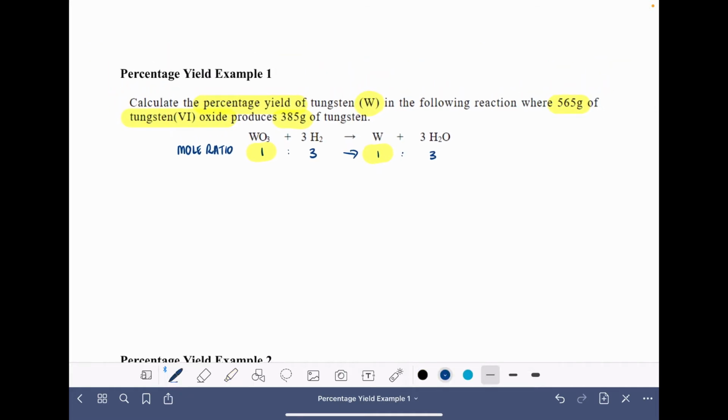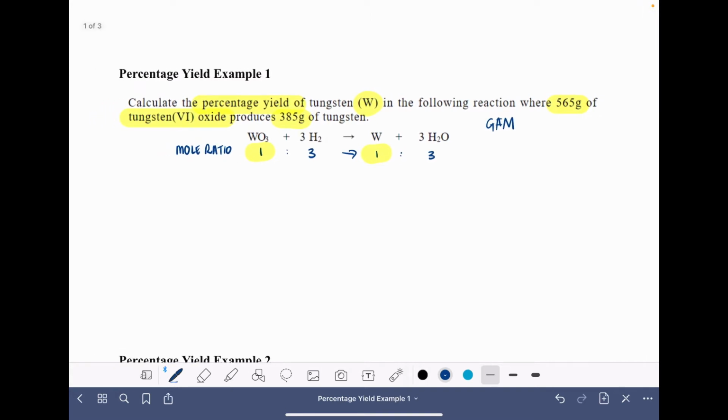So our next step is to work out the gram formula masses of these. So let's start with the tungsten. Well, the relative atomic mass of tungsten is 183.8 grams. And for tungsten oxide, we've got 3 times 16, which is 48, plus the tungsten 183.8. So add those together and we get 231.8 grams. That's how much 1 mole would weigh.